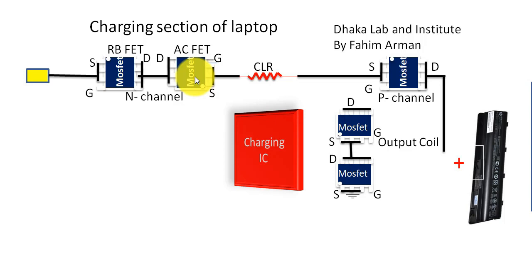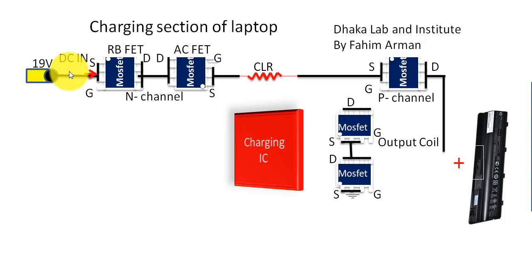Today I am going to discuss the charging section of a laptop. The charging section starts from the bolt-in circuit. The bolt-in circuit will be activated by the adapter voltage of 19 volt, named DC in, and it will enter into the source point of the first MOSFET.